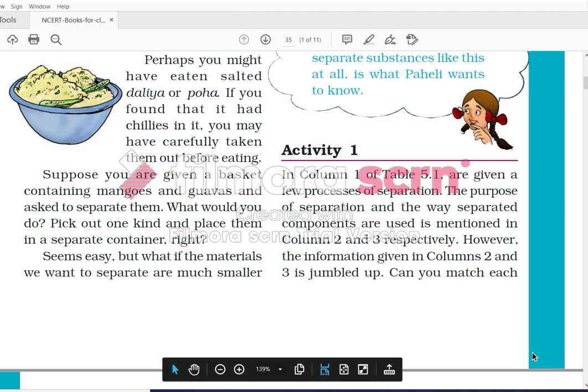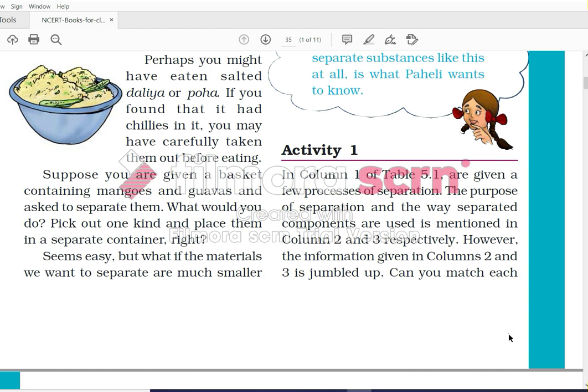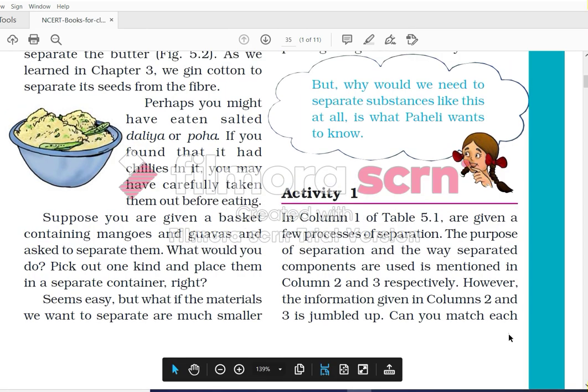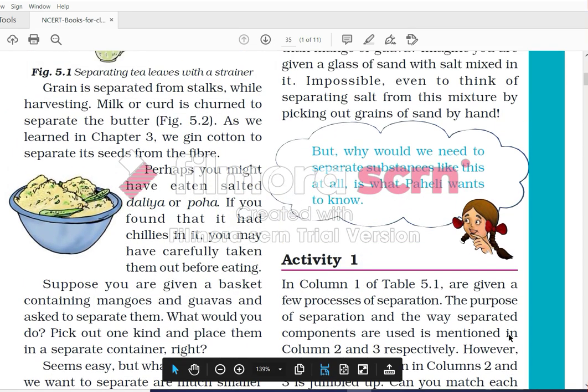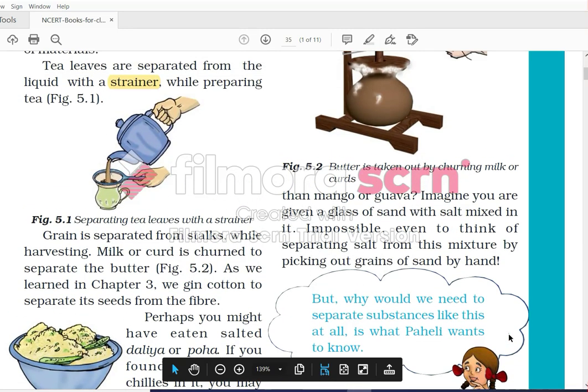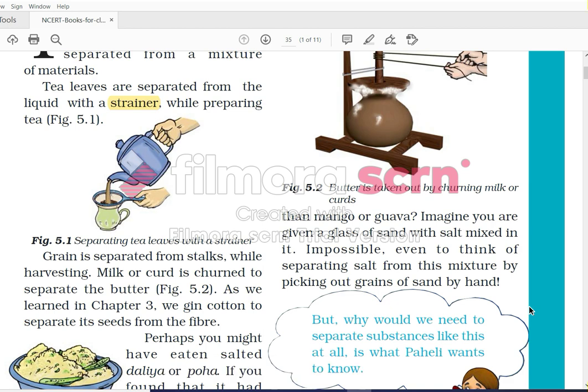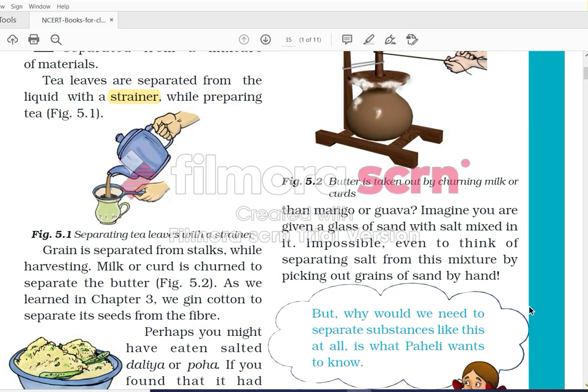Suppose you are given a basket containing mangoes and guavas and asked to separate them. What would you do? Pick out one kind and place them in a separate container, right? Seems easy, but what if the materials we want to separate are smaller in size than mango or guava? Imagine you are given a glass of sand and salt mixed in it. Impossible even to think of separating salt from the mixture by picking out grains of sand.